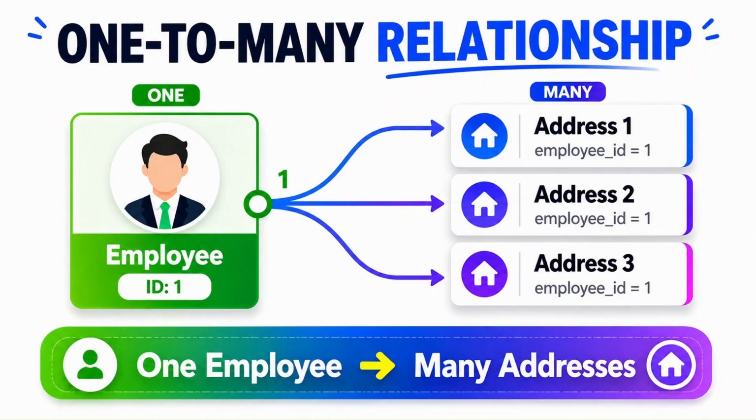In this video, we are going to learn how to create a one-to-many relationship using Spring Data JPA. I'm going to use an employee and address example, because we know that one employee can have multiple addresses, such as a temporary address or a permanent address. So this is the agenda of this video. Let's begin.